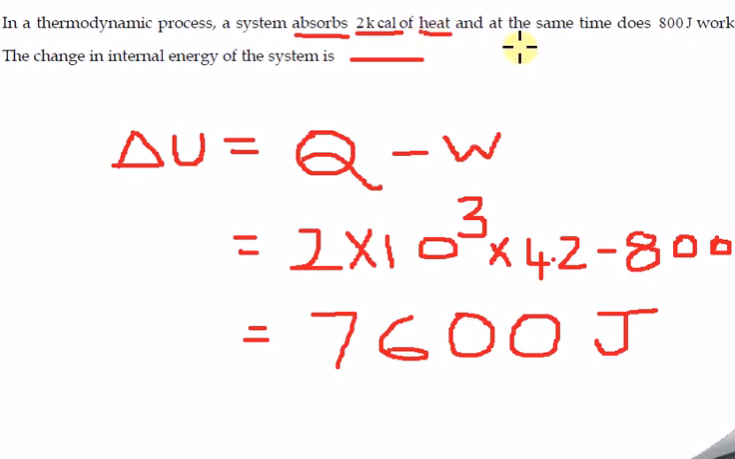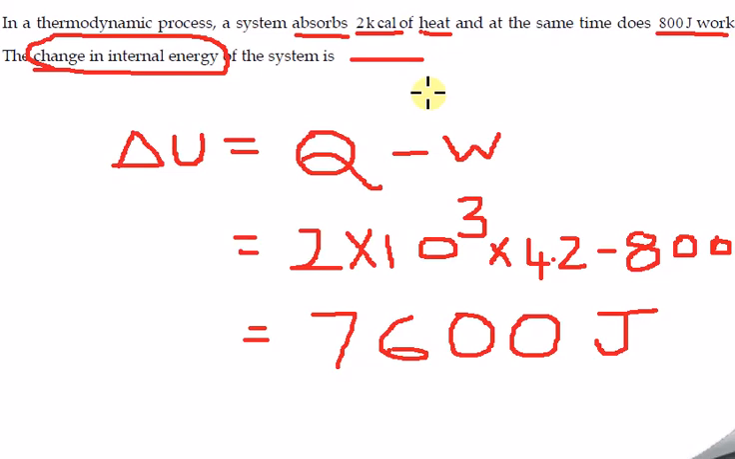Next, at the same time the system does this much work. The work done is 800 joules. Now you know the amount of heat absorbed, and you also know the work done by the system. Then definitely we can calculate the change in internal energy. This is what they are asking, the change in internal energy of the system, which is the main expectation. Now we will try to understand what this means.